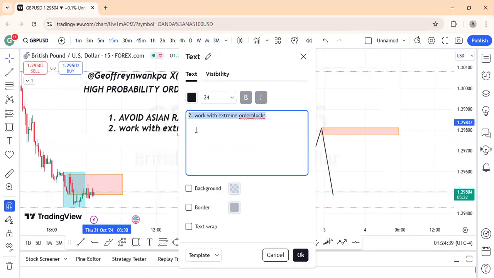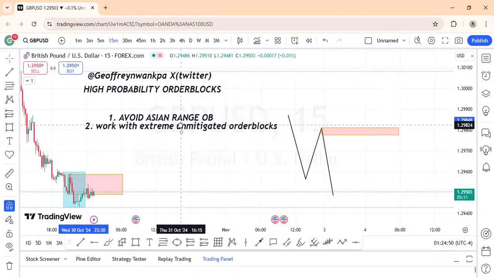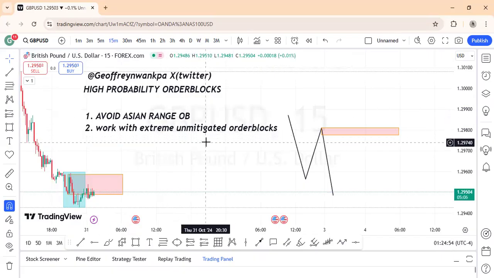So I think I should just put something: extreme unmitigated order block. So work with what is extreme and unmitigated. Now how do you know an order block has been mitigated? You know it by a tap. If price hasn't tapped into an order block, it's not mitigated.